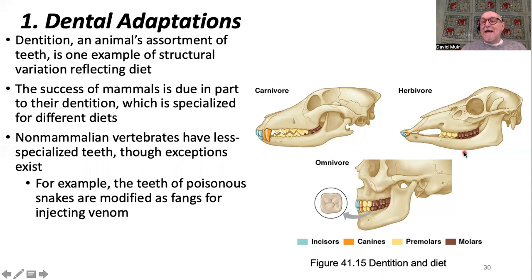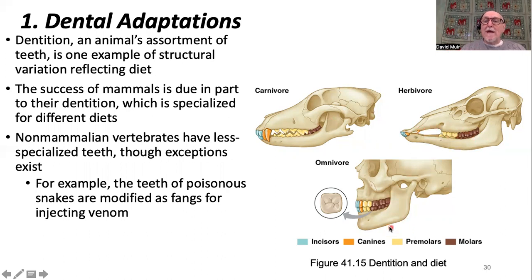Herbivores are adapted to actually grind their food really finely. So they have no canines, they have no carnassial teeth, but their molars and premolar teeth are specially adapted as grinding surfaces to grind the food.